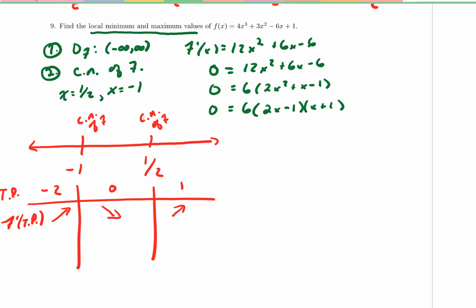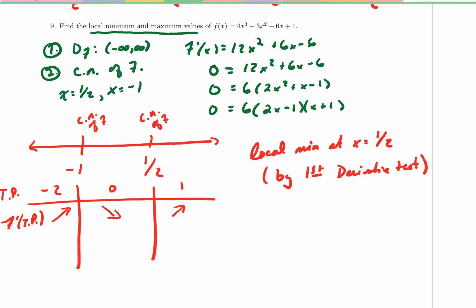The new thing in this section now is we can go ahead and state where we have local maximums and local minimums on this function. And it turns out that we've got a local min at x equals 1/2. This was by the first derivative test. How do we see that?